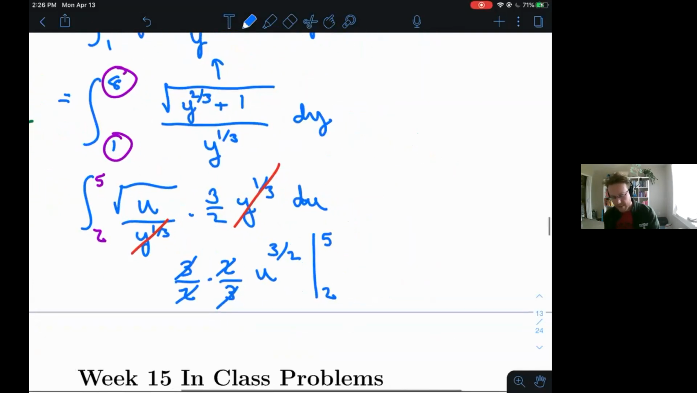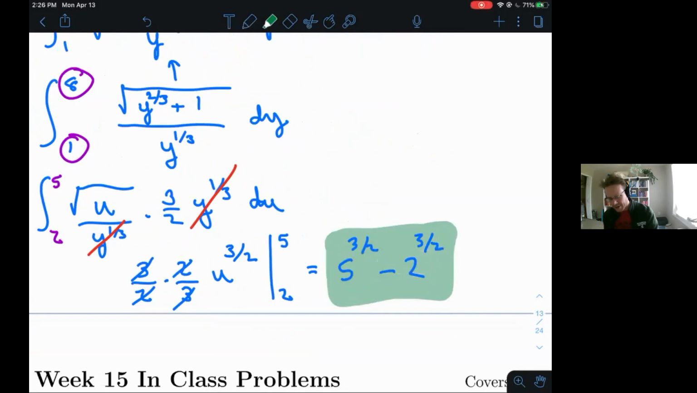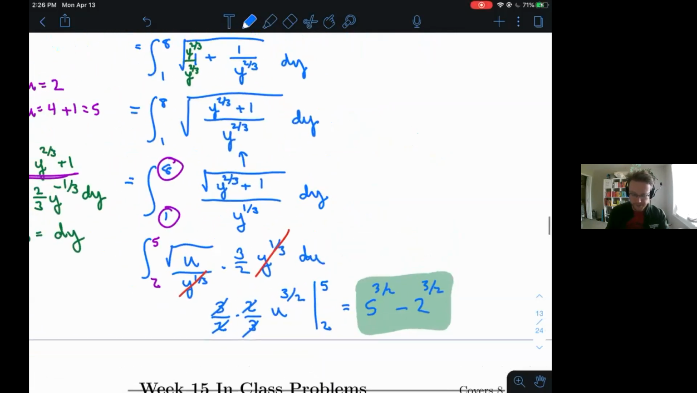And that's kind of why this method is sometimes quite nice. And so if I plug in 5, I'm going to have 5 to the 3/2. If I plug in 2, I'm going to have 2 to the 3/2. And this right here is my final answer. Again, for these arc length equations, your answer should always be a positive number, right? We're asking how long is a curve, and so you should always be getting a positive answer. If you get an answer that's 0 or negative, this is a point of concern, a good time to pause and go back and see what went wrong.